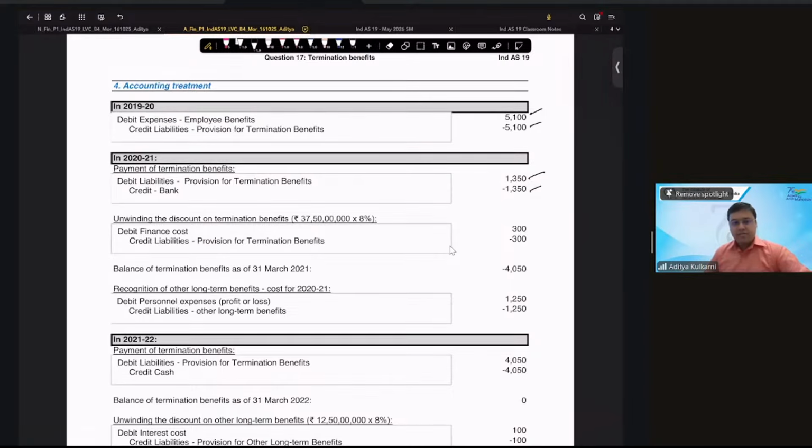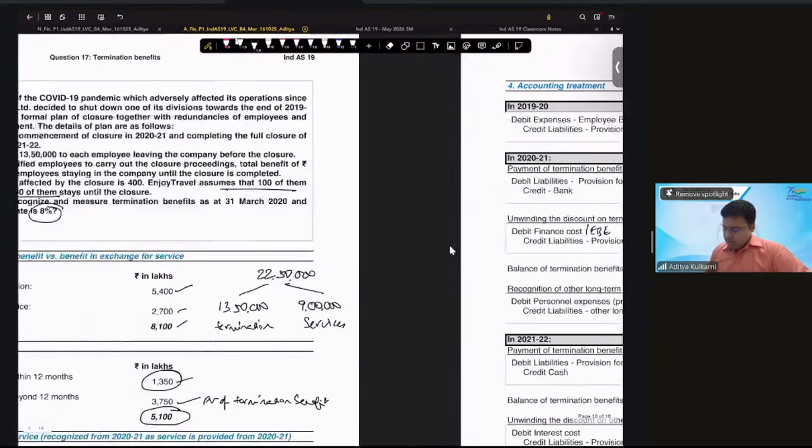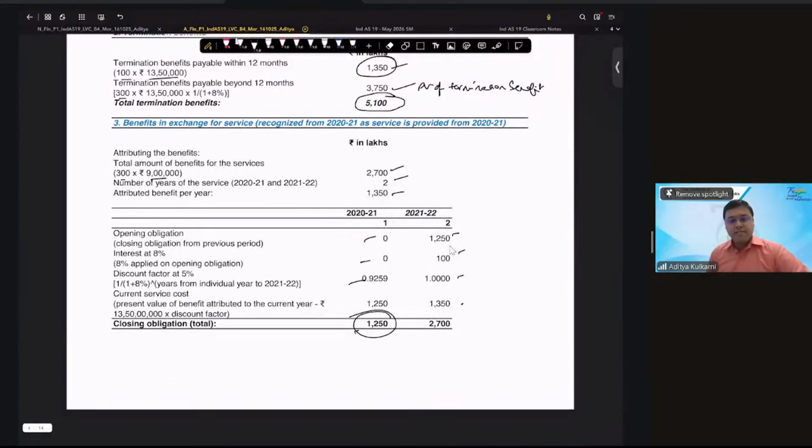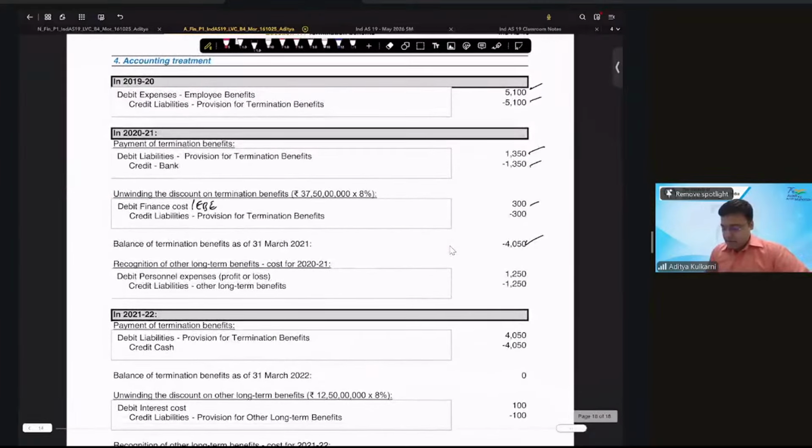Then finance cost will come. Finance cost, that is basically employee benefit expense to provision, 300 lakhs or 3 crores. Balance of termination benefits will be 40.5. Other long-term benefits is this 12.5, which I recognize. This is in exchange of service. So personnel expenses debit to other long-term benefits, 12.5.